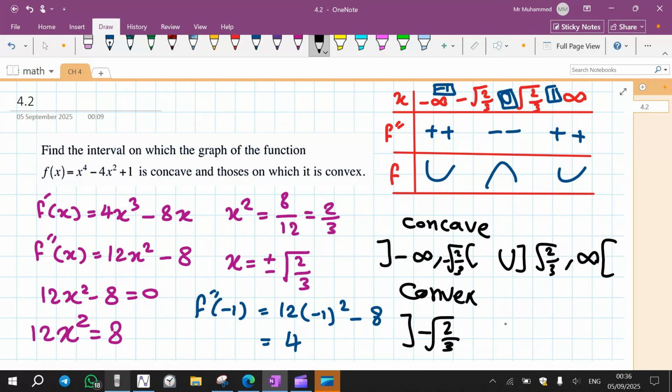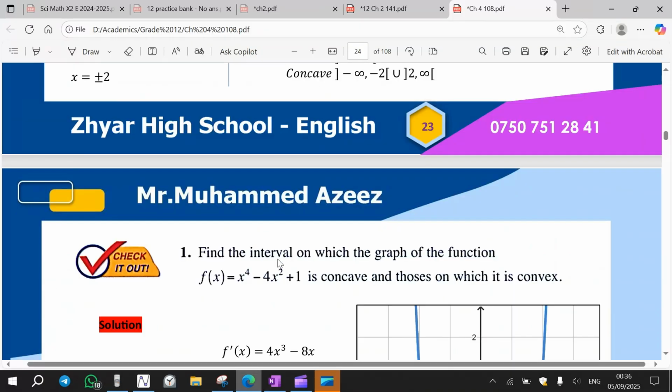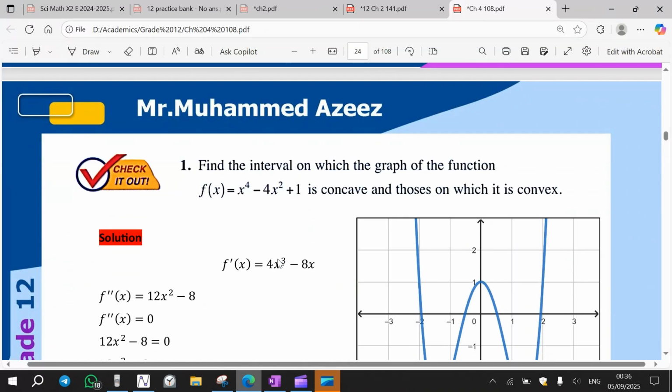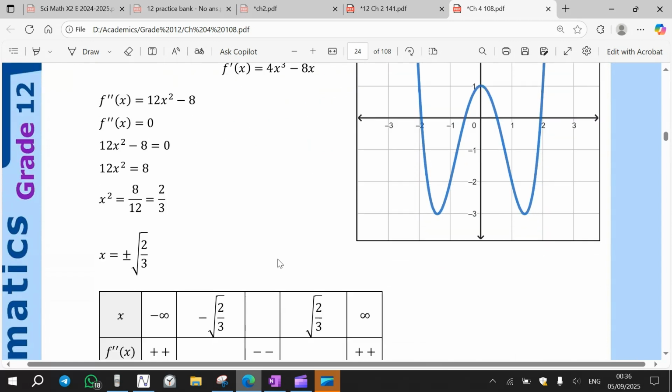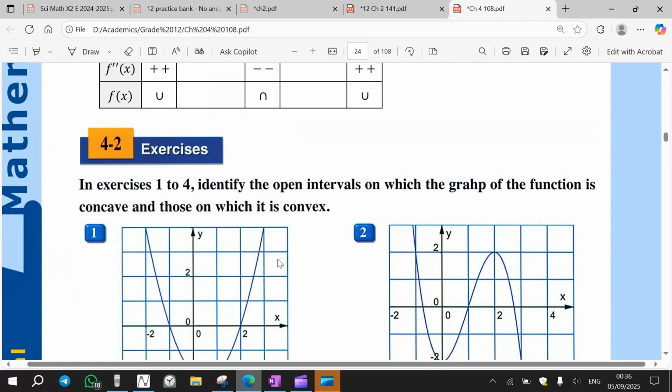convex is only one interval which starts from radical 2 over 3 negative until radical 2 over 3 positive. Then this is the interval of convex. Answers are all available. Okay.